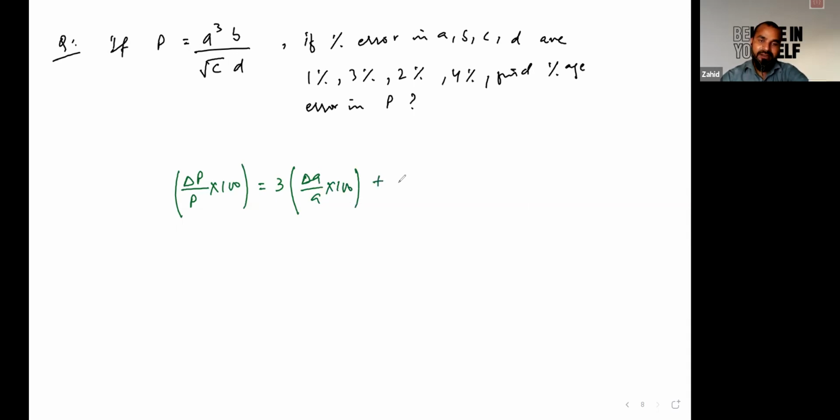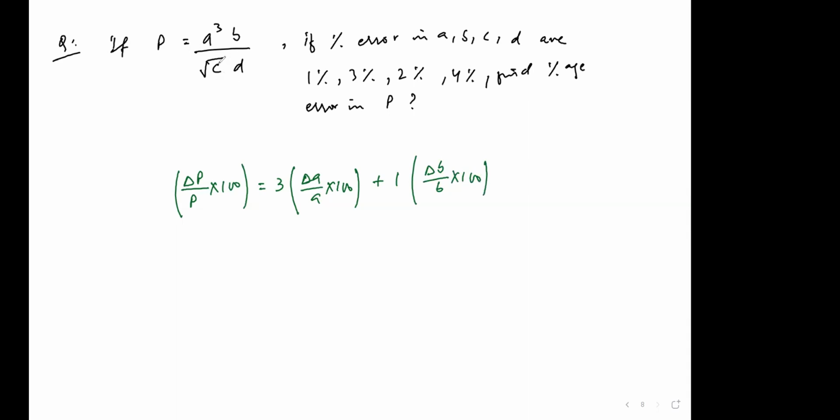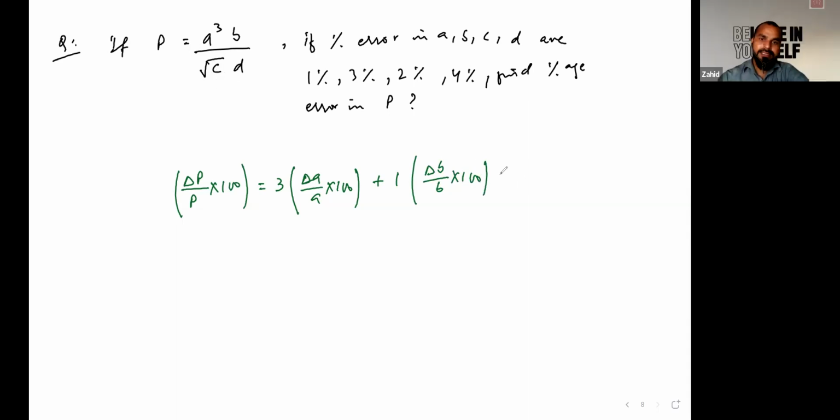Similarly for B, we have 1 as exponential, so 1 multiplied by delta B over B times 100. So we have exponential of C as half square root, so it will be delta C over C times 100. And the last is D having exponential 1, delta D over D times 100.